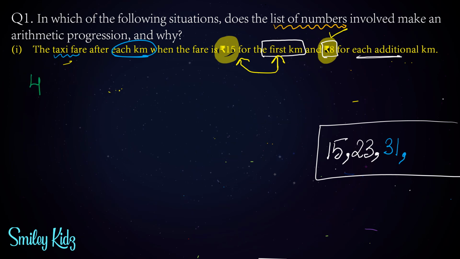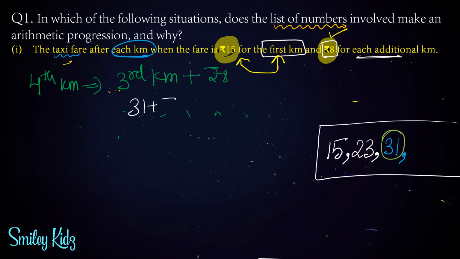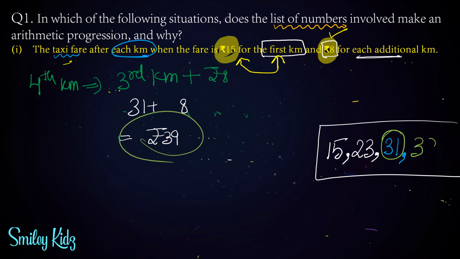Now I'm going to take the fourth kilometer into consideration. So it's going to be third kilometer plus rupees 8, isn't it? Now what was our third kilometer? It is 31 rupees, isn't it? So the fourth kilometer will be equal to 31 plus rupees 8, which turns out to be what? Rupees 39, isn't it? 31 plus 8 turns out to be rupees 39. So the next number is 39 and so on.